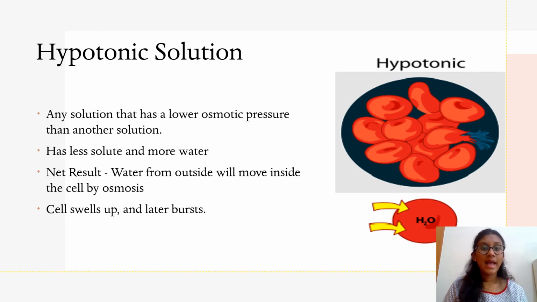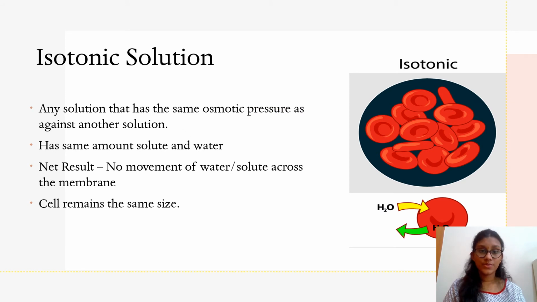Hypotonic solution. Any solution that has a lower osmotic pressure than another solution. It has less solute and more water. Net result is that water from outside will move into the cell by osmosis. The cell swells up later and bursts. Isotonic solution. Any solution that has the same osmotic pressure as another solution. It has the same amount of solute and water. Net result is that there is no movement of water or solute across the membrane. The cell remains the same size.